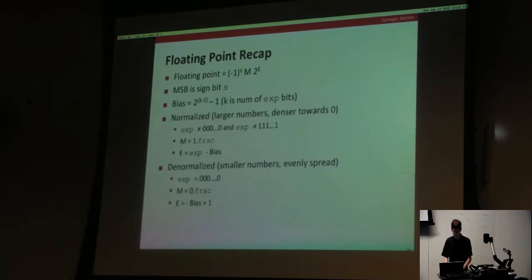Okay, so here's a recap of what we talked about. Same stuff I wrote on the board. Formula for floating points. Most significant bit is the sign bit. The bias normalized is when the exponent is not all zeros or not all ones. Denormalized is when the exponent is all zeros. If the exponent is all ones, that's one of the special cases. Normalized, we've got 1 point frac and exponent minus bias. Denormalized, we've got 0 point frac and bias plus 1, or negative bias plus 1.